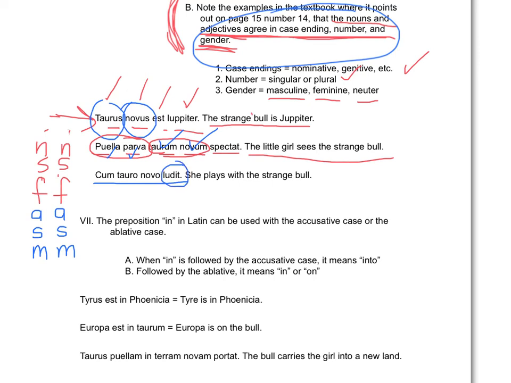Ludit means she plays. Cum means with. Bull, strange. In good English word order, it says she plays with the strange bull. Note that tauro is in the ablative, singular, masculine, and so the adjective that modifies it, novo, has to also be in the ablative, singular, masculine. Adjectives and nouns agree in case, number, and gender.